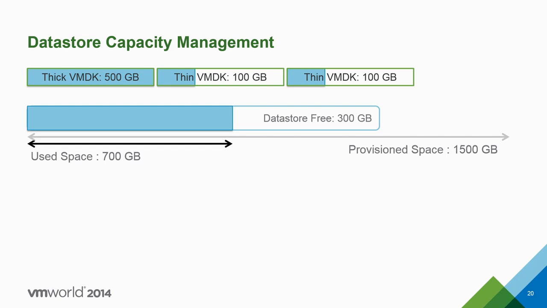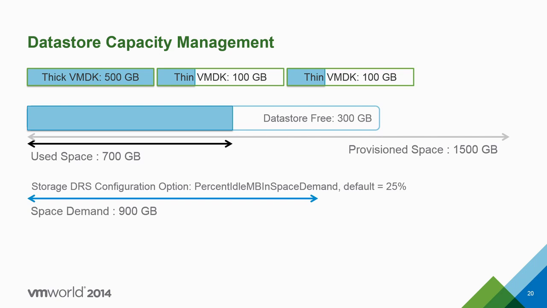Okay. So how does Storage DRS capture this? In the case of Storage DRS, the capacity is captured as something called a space demand. What that means is that it's neither the used space nor the provisioned space. It's somewhere in between. There is a default configuration option which looks at, for any thin VMDK, the configured size but not used, and then you use 25% of that unused capacity as a space demand. So even though 700 gigabytes has been used on that data store, Storage DRS looks at it as really 900 gigabytes being consumed.